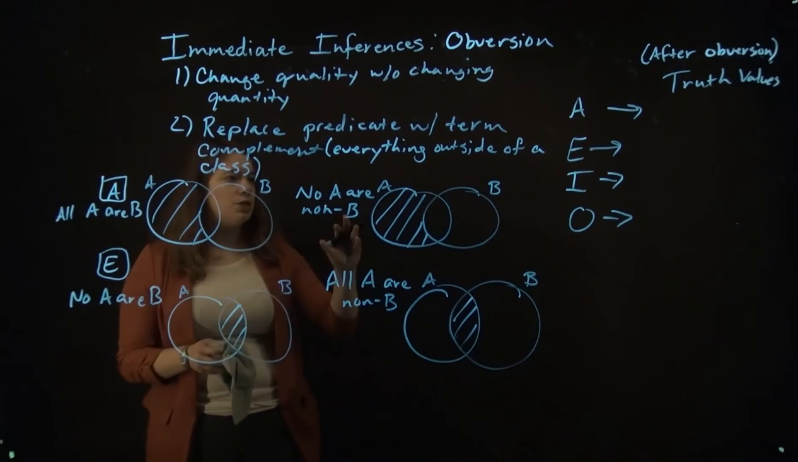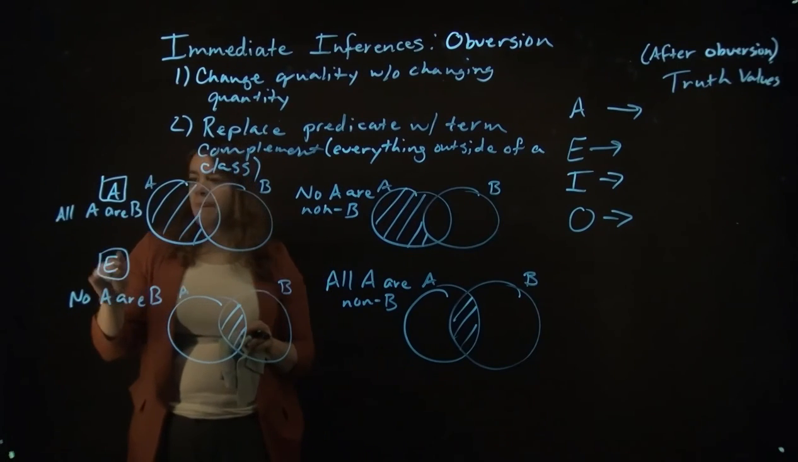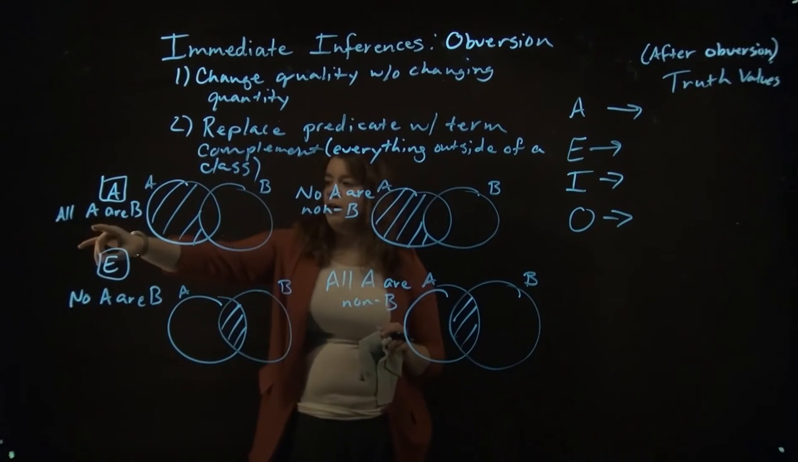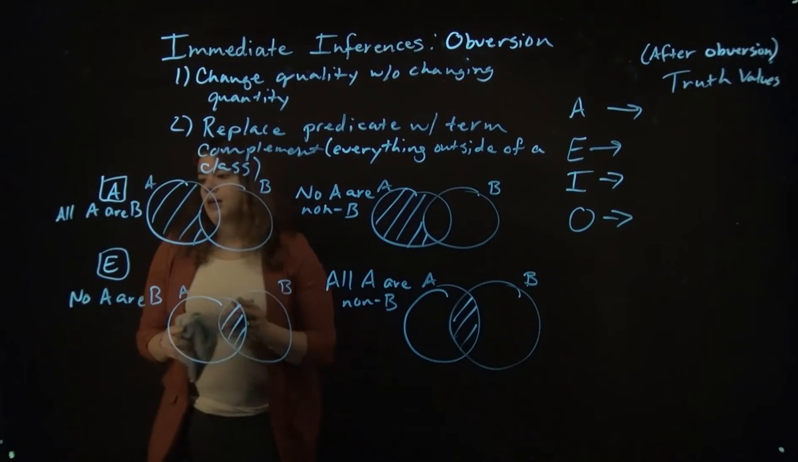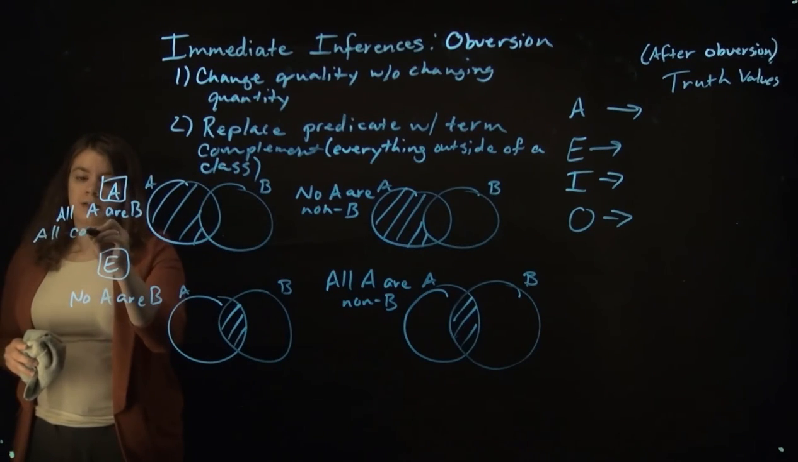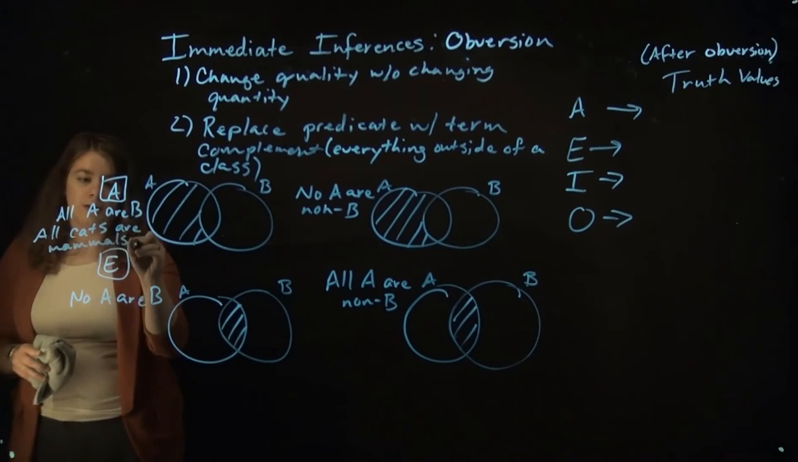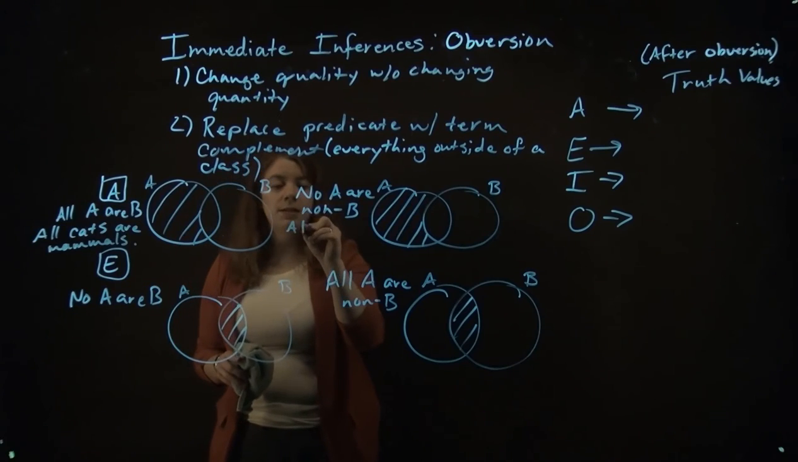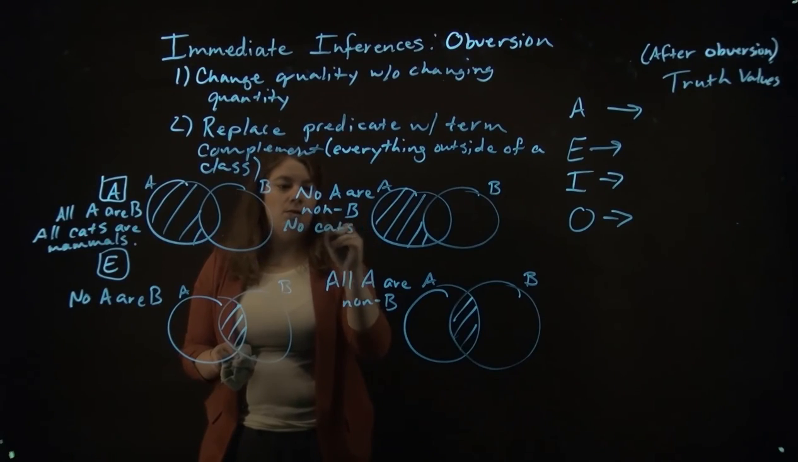So again, to go through each individual one of the propositions that we've talked about here, to begin with the A proposition, when we obvert that here, we're going to change all A are B to no A are non-B. So we're changing the quality here, and we're taking the predicate class and switching it with its complementary class. So if you say something like all cats are mammals, then the obverse of that statement is no cats are non-mammals.